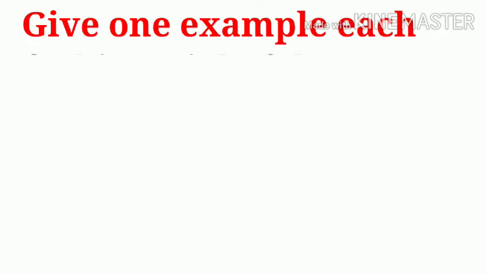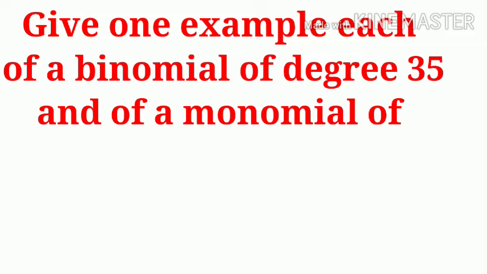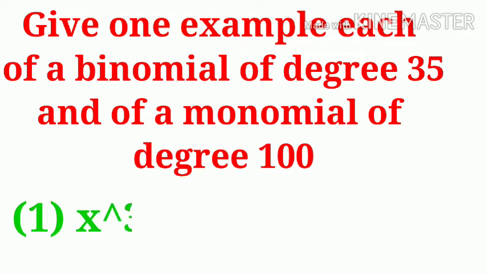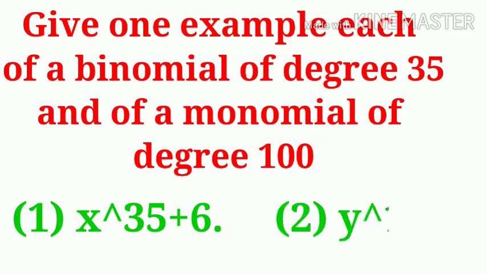Now let's see. Give one example each of a binomial of degree 35 and of a monomial of degree 100. First, x raised to the power 35 plus 6. Since there are two terms, it is a binomial and the highest power is 35, so it is of degree 35. In the second example, y raised to the power 100. Since there is only one term, it is a monomial and the highest power is 100. That's why the degree is 100.